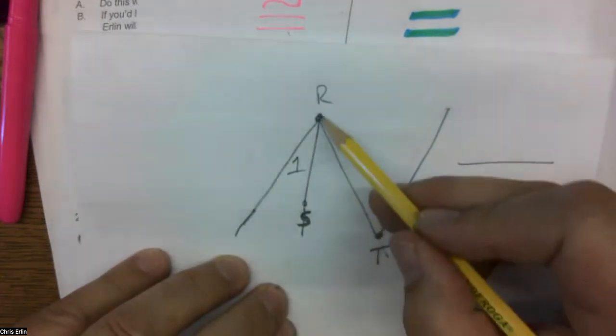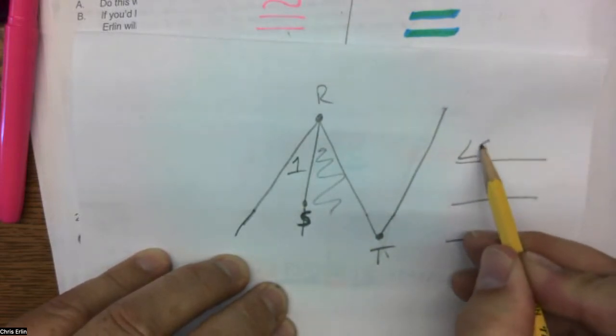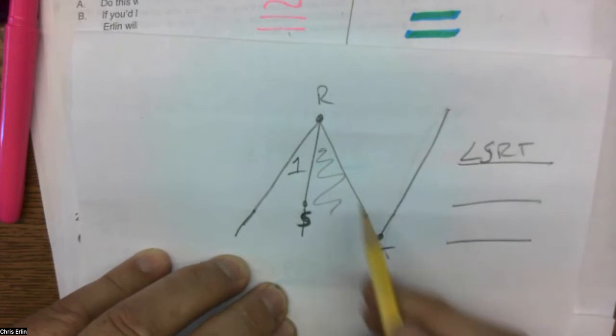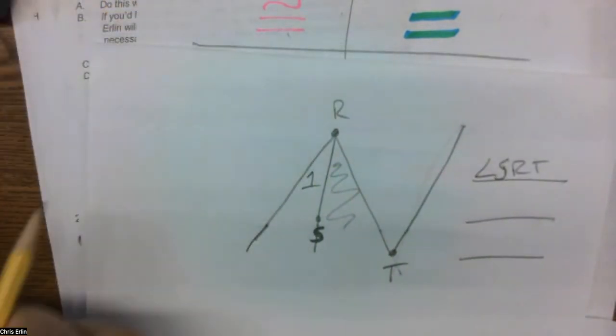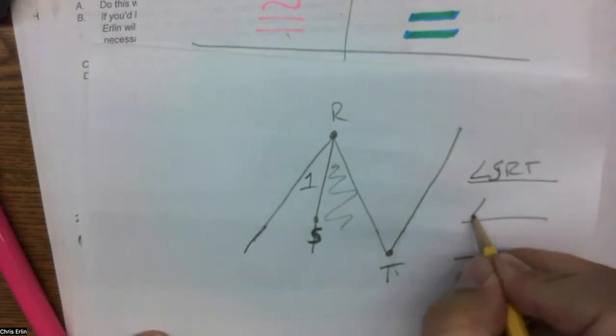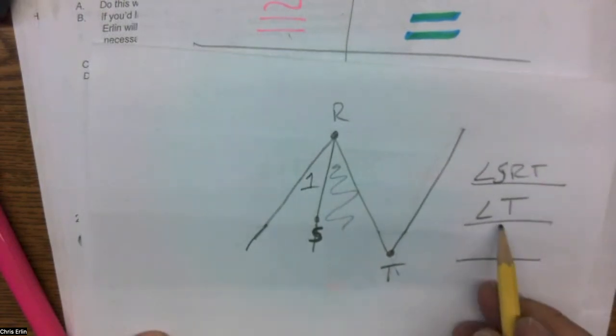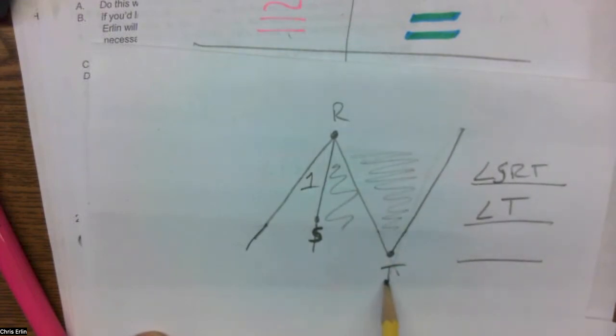Angle SRT. Good. This one right here is angle SRT. And I could have called it TRS, right? Either one is fine. Okay, now I want a different angle. Yeah. Angle T. Good. This is the one that most people miss. Generally, we try to avoid naming angles by one variable, one letter. We can do it this time. Why?